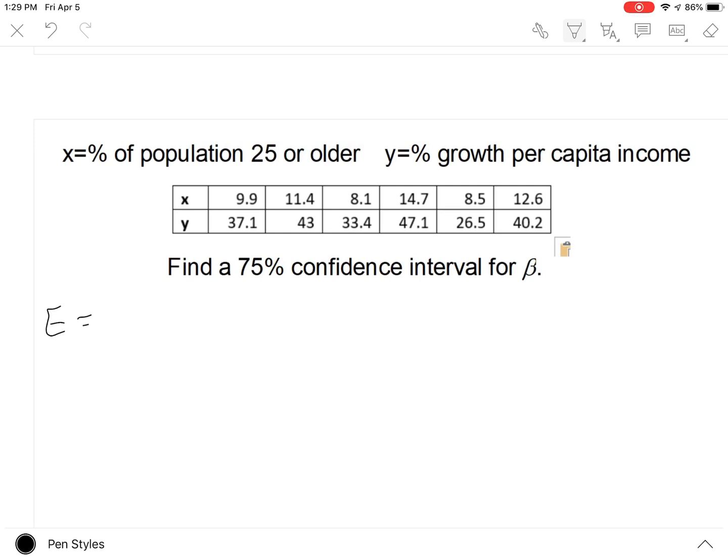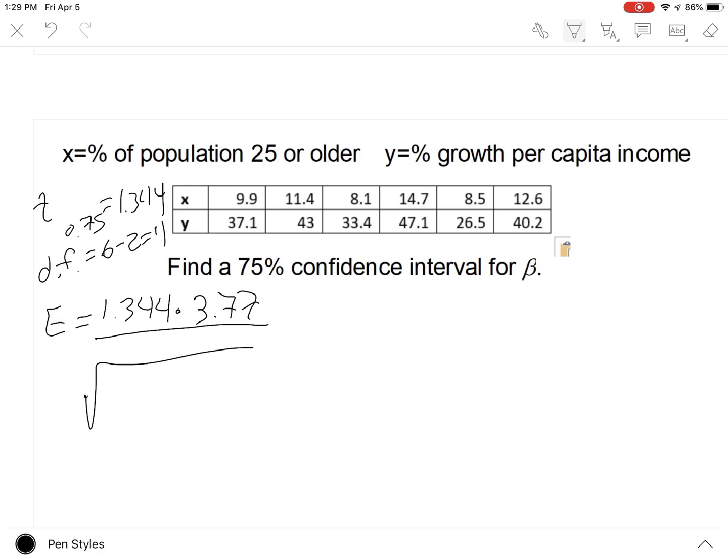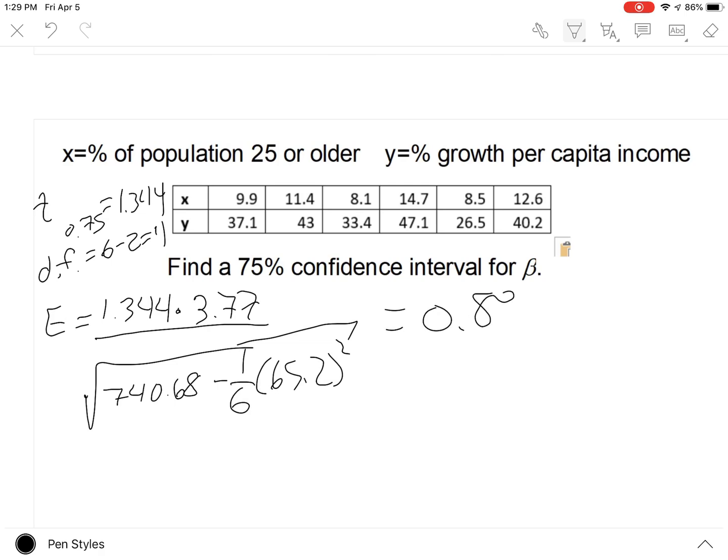So I worked out my error. Now my critical value for 75% was 1.344. I looked at my degrees of freedom again, same thing, 6 minus 2, so 4. Standard error of 3.77, over the square root of 740.68 minus 1/6 times 65.2 squared. Work out the numerator. I like to work out what's in the square root, then take the square root, divide by that number, get about 0.89.